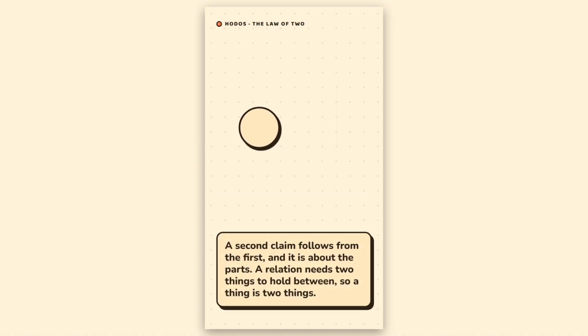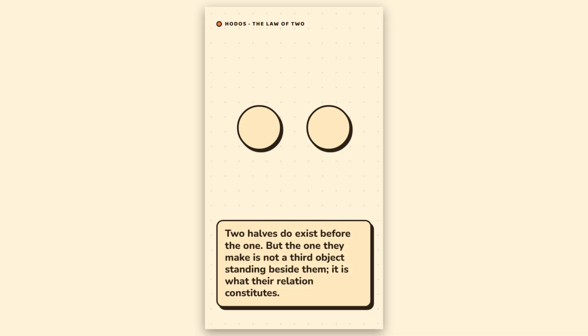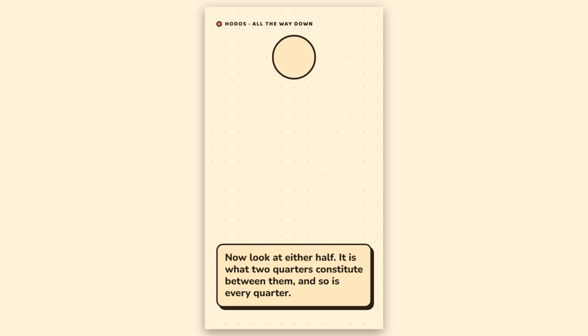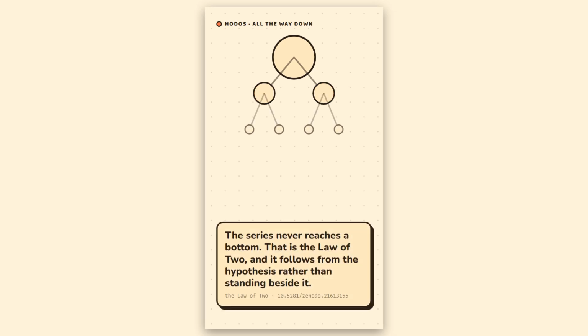A second claim follows from the first, and it is about the parts. A relation needs two things to hold between, so a thing is two things. Two halves do exist before the one, but the one they make is not a third object standing beside them, it is what their relation constitutes. Now look at either half. It is what two quarters constitute between them, and so is every quarter. The series never reaches a bottom. That is the law of two, and it follows from the hypothesis rather than standing beside it.